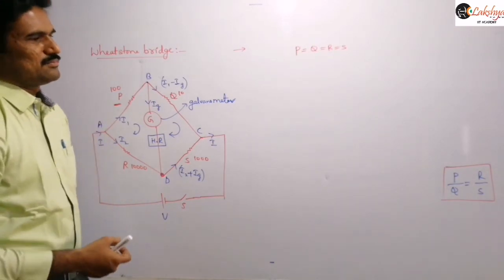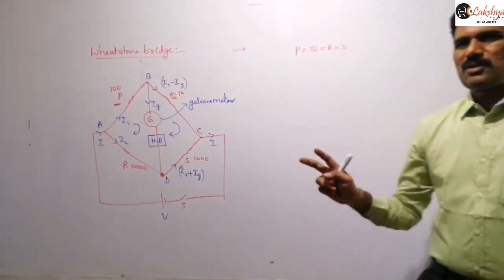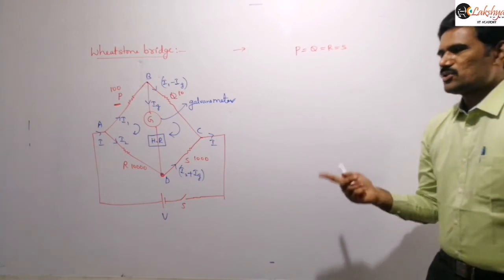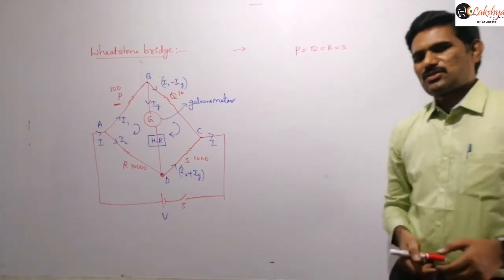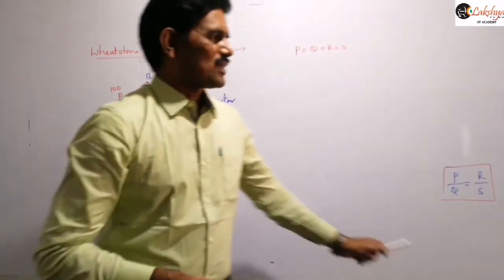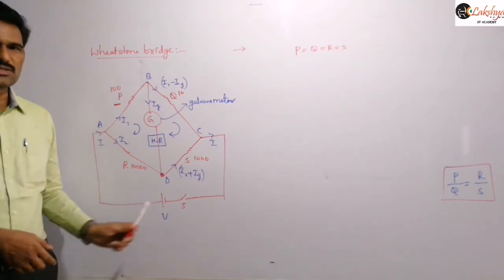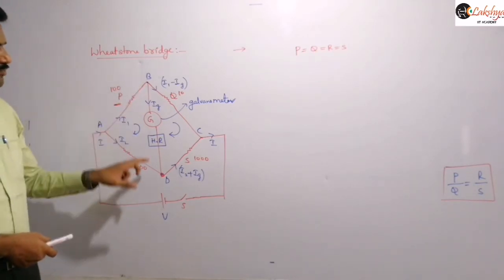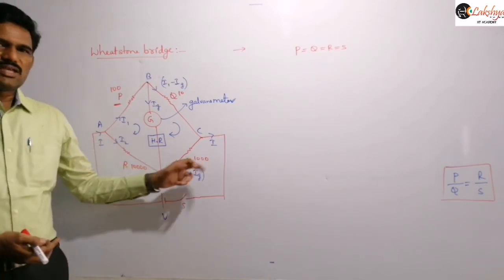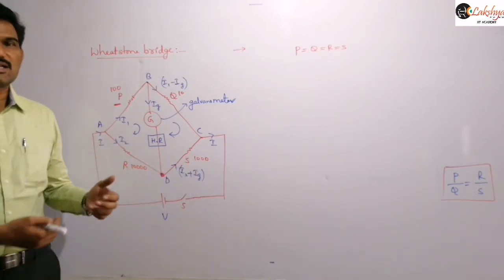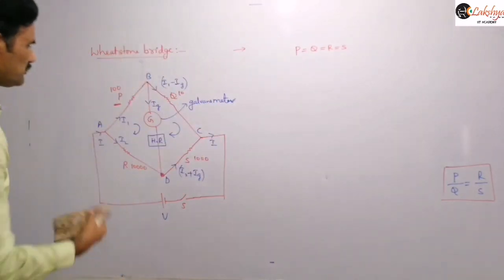And next point. If I interchange the position of the galvanometer and the position of the cell, is there any change taking place in the balancing condition? Interchange in the sense that between B and D I connect the cell, and between A and C I connect the galvanometer. Is there any change in the balancing condition? So I will draw that circuit now.